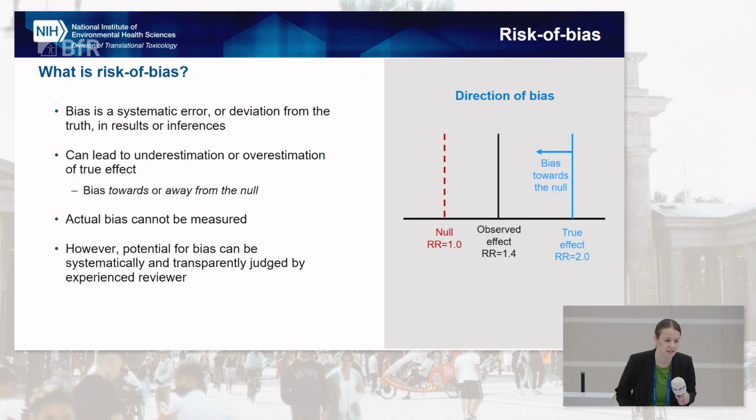So risk of bias, as we know, is a systematic error or deviation from the truth. It can lead to an underestimation or overestimation of a true effect. So in this figure here, if the blue line is the true effect, which we wouldn't know, and the observed effect is this black line, the bias in this study would be biasing towards the null, or the true effect would be underestimated in this case. But actual bias can't be measured, unfortunately. However, the potential for bias can be systematically and transparently judged by an experienced reviewer.